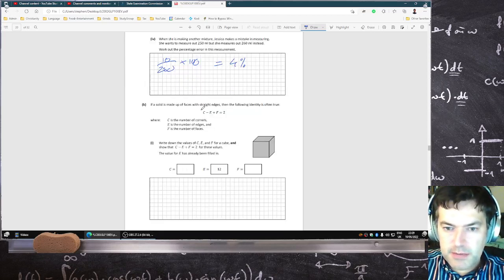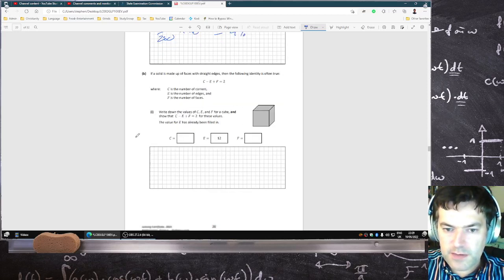If a solid is made up of corners, edges, and faces, this is Euler's formula, isn't it? Write down the values C, E, and F for a cube. C is the number of corners: 1, 2, 3, 4, 8. Edges: 12. And faces, 6. Let's check it out. 8 minus 12 plus 6 is 14 minus 12, which equals 2.